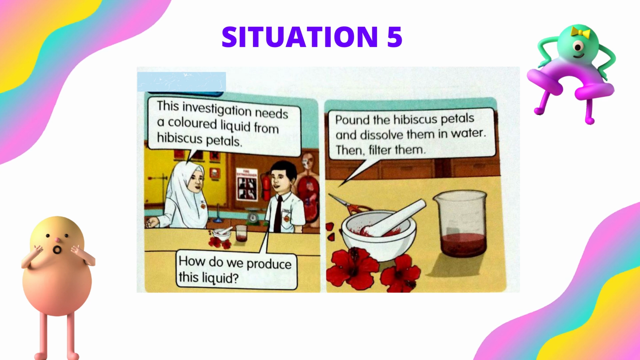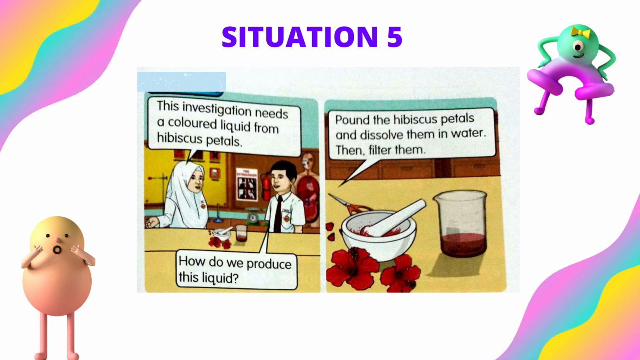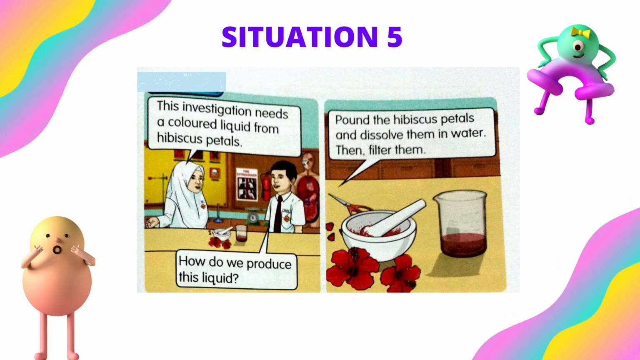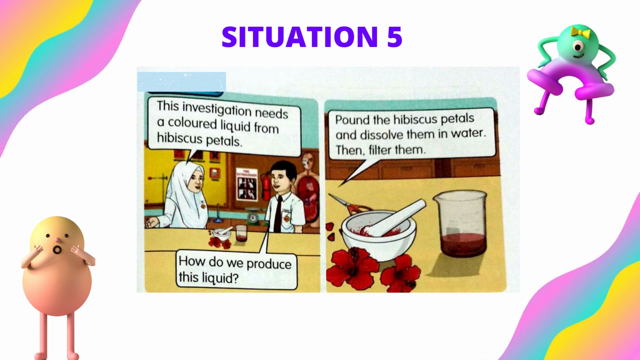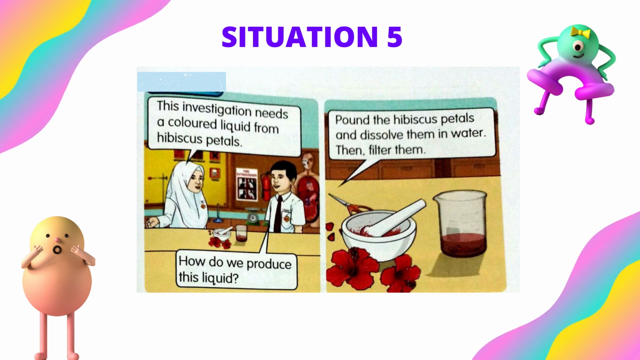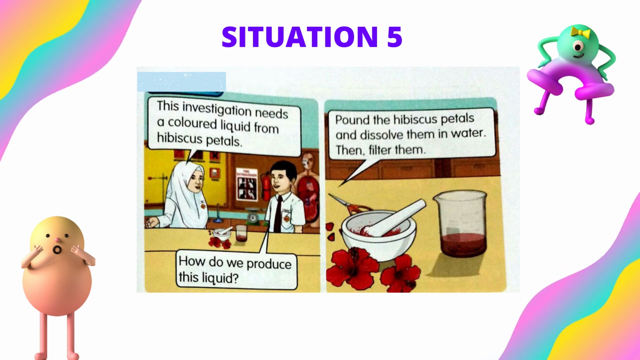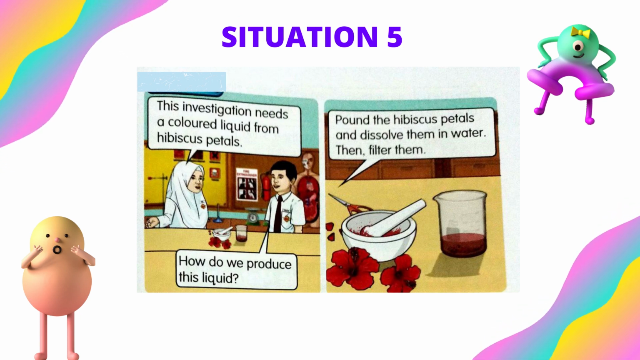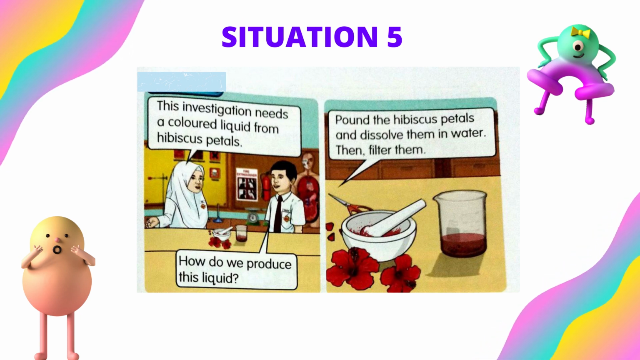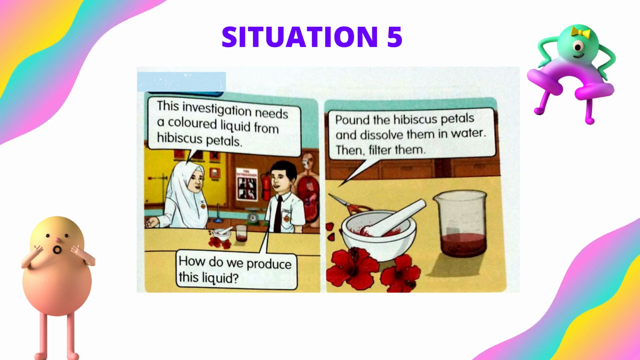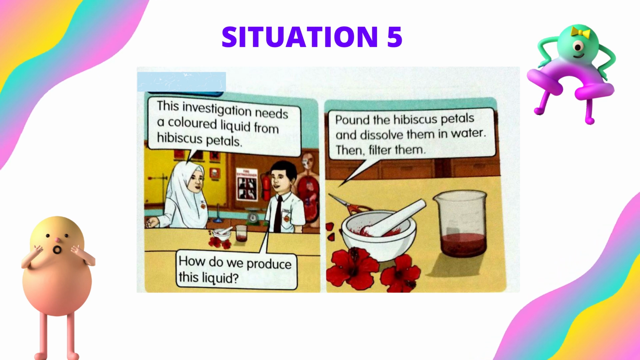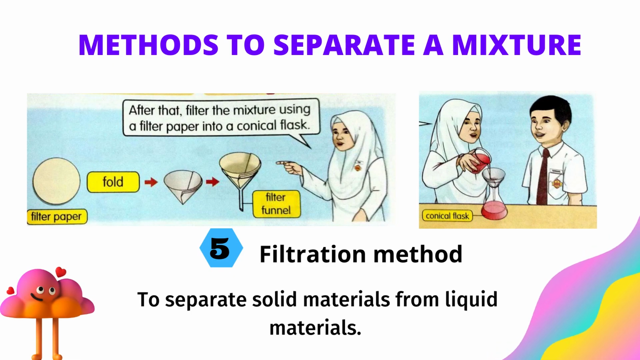Last, situation 5. This investigation needs a colored liquid from hibiscus petals. How do we produce this liquid? First, pound the hibiscus petals and dissolve them in water. Then filter them. And what do we do next?